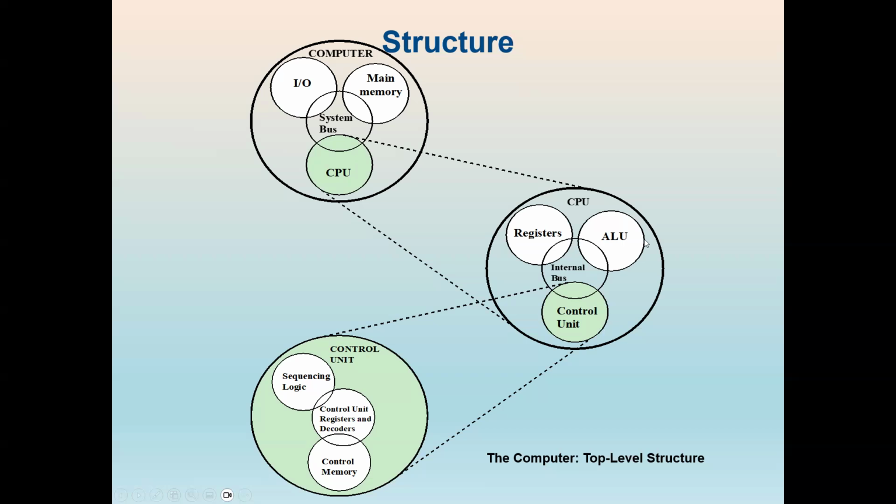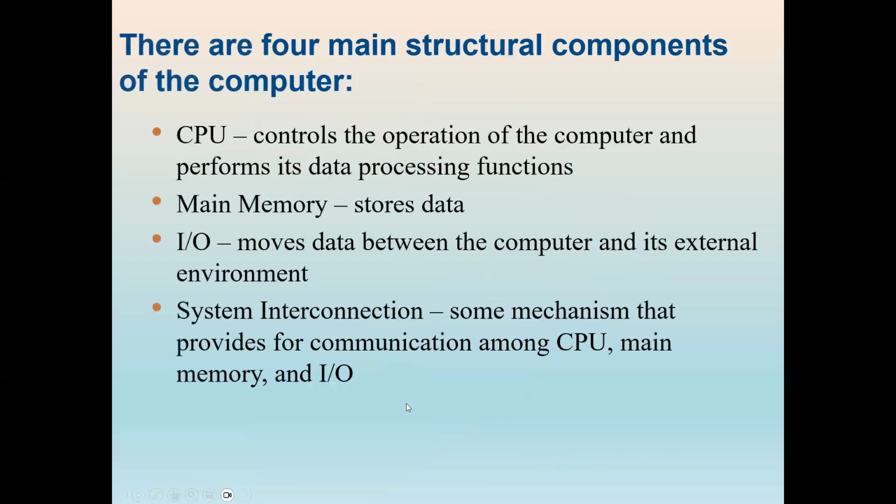Then within the CPU, we have a register, which again, we shall go into detail on. A register normally is a memory that holds the data that is being processed in a CPU. Also, the CPU has an arithmetic logic unit, which performs most of the arithmetic and logical operations. Then we have the control unit. The control unit normally will be the coordinator of the system. So the control unit here does the sequencing logic. And also we have the control unit registers and decoders, and also the control memory.